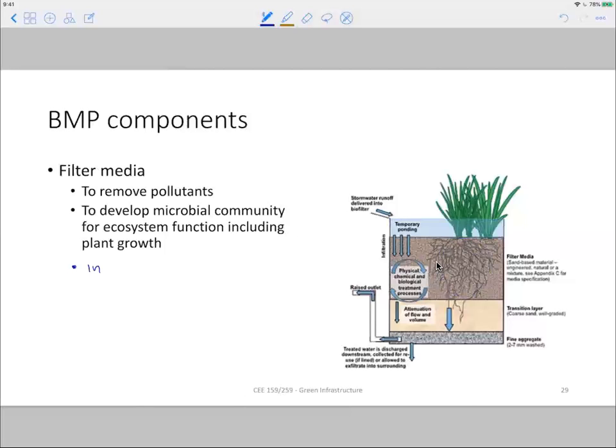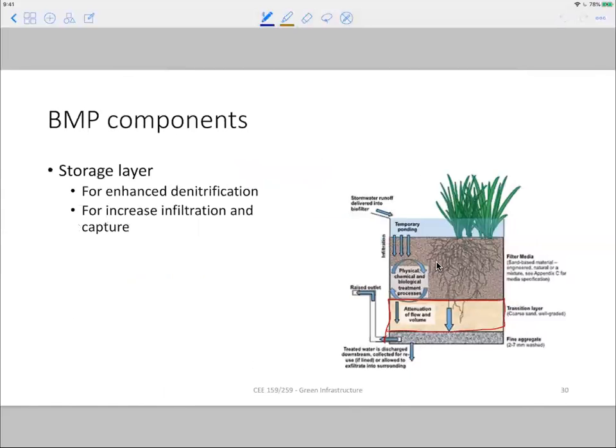So I'll write another factor here, infiltration capacity, because based on the type of materials you add here, that would increase infiltration. So typically people add sand plus any other amendment that would improve contaminant removal. They are also helpful to grow certain types of microbial community for plant growth as well as contaminant degradation, biodegradation. The next component is the storage layer.